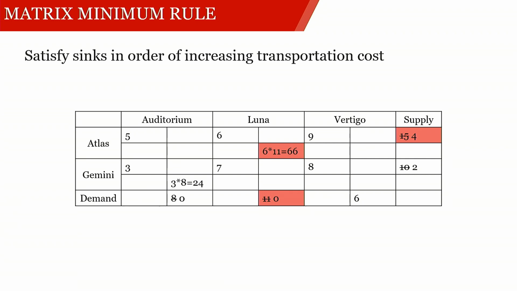Then we move on to the fifth cheapest option, which is the Gemini Vertigo at a cost of 8. And we satisfy whatever is left there, so we satisfy those two here. And then we move on to the most expensive option, which is Atlas Vertigo at a cost of 36. So this gives us a total cost of 142.